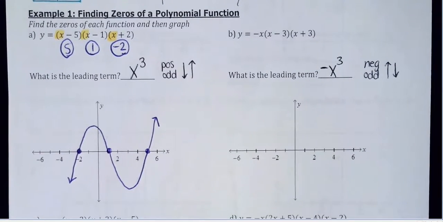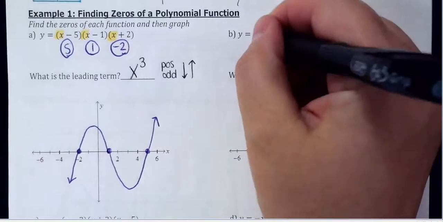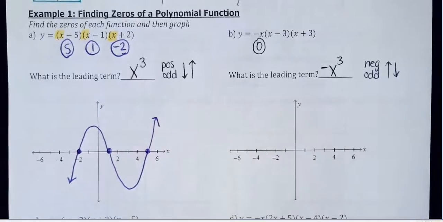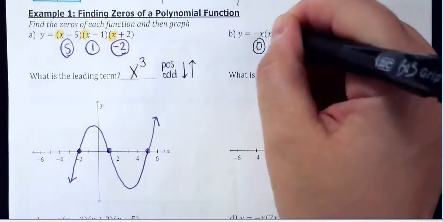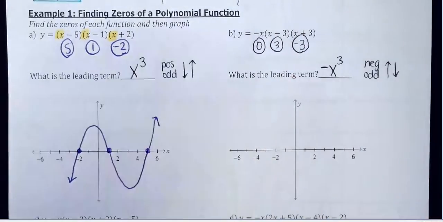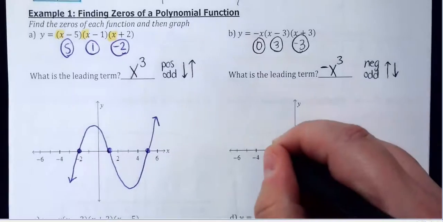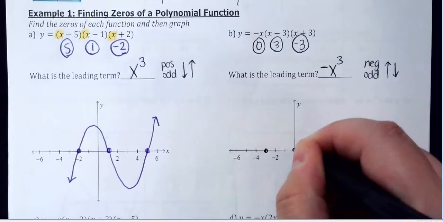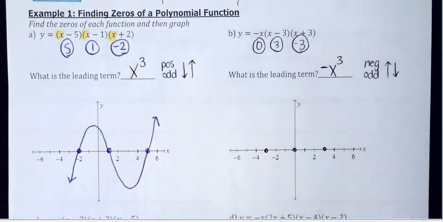What would my zeros be for this one? Yeah, go ahead. 0. And the negative's not going to affect that anyway. It's just going to be 0, 3, -3. So just come to your graph. -3, 0, and 3.